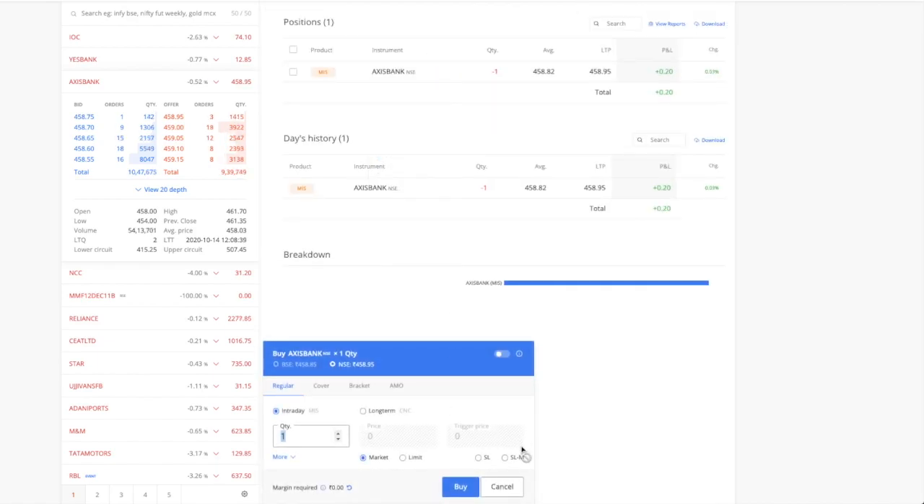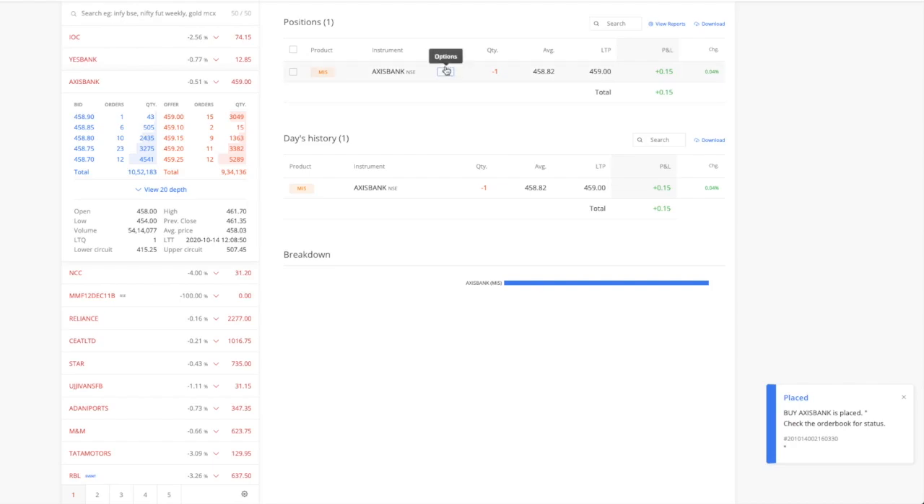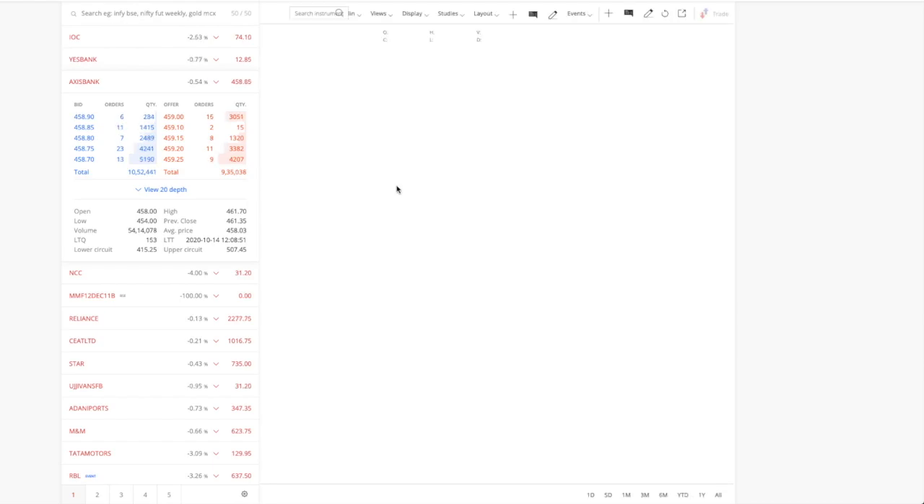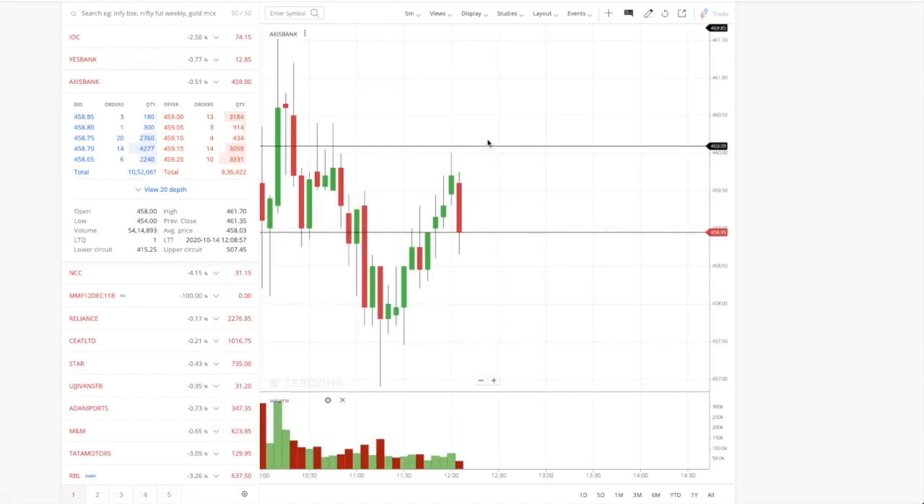So I will also keep a stop loss market order at 460 to buy it back. Meaning, if my view goes wrong, I will get out of the trade. If the price picks up above this point, maybe my view goes wrong. So I'll buy back the shares and exit the trade once my view goes wrong, or once my target is hit, I'll be exiting the trade.